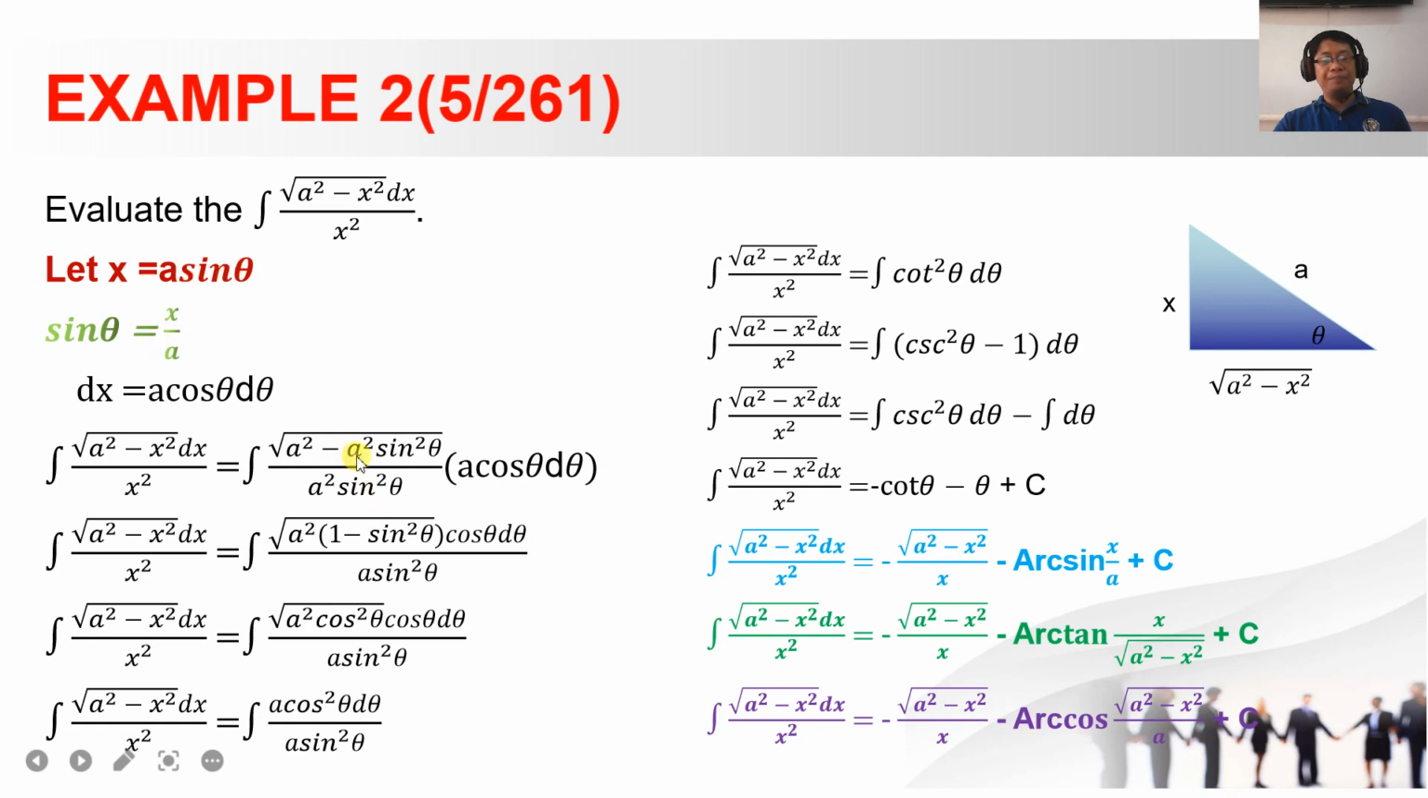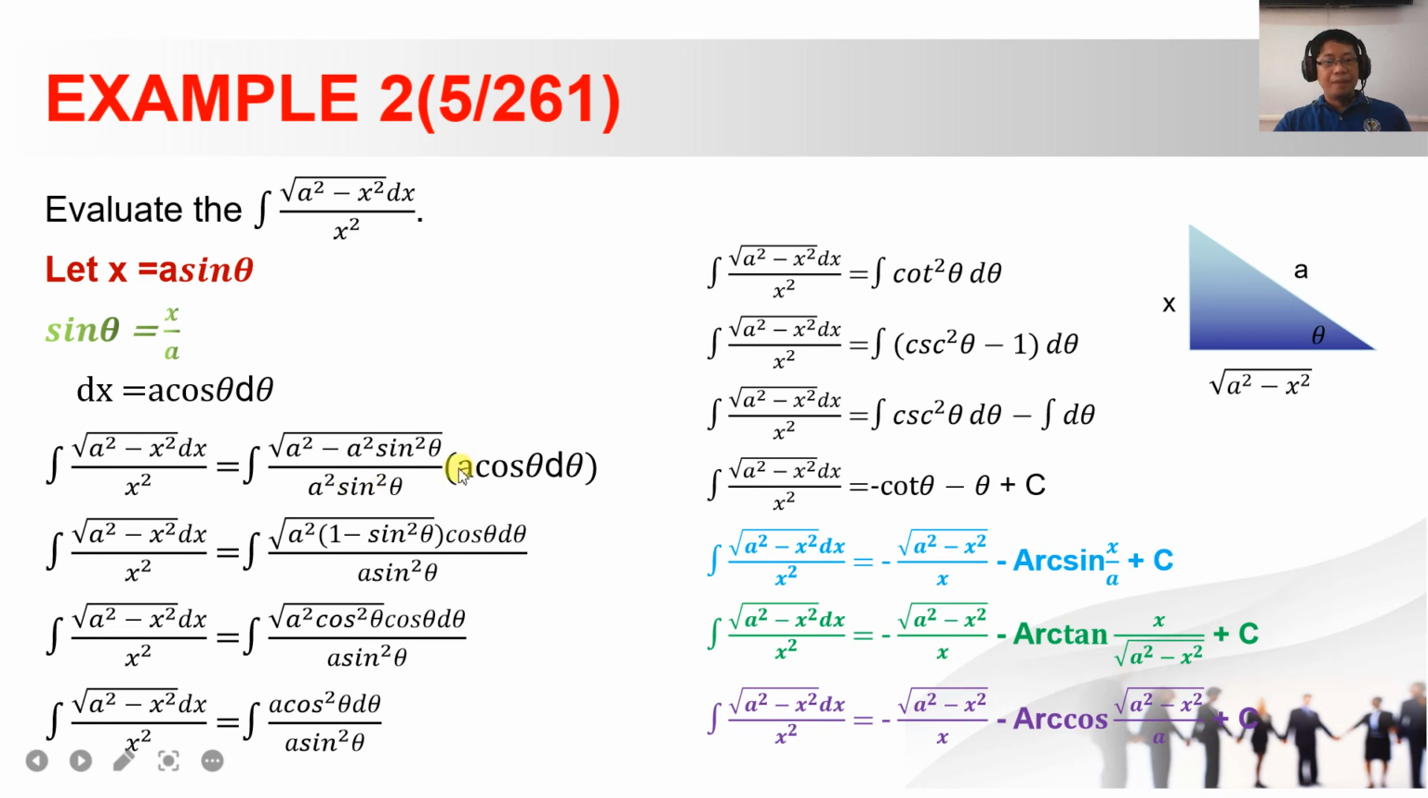So, that's why we have a squared minus a squared sine squared theta over, yung x is naka-squared sa denominator, means we need to square this. So, we have a squared sine squared theta. And don't forget, yung dx is may new value na a cosine theta d theta. Yan, lahat po, papalitan yan. And then after this, simplify na lang natin.